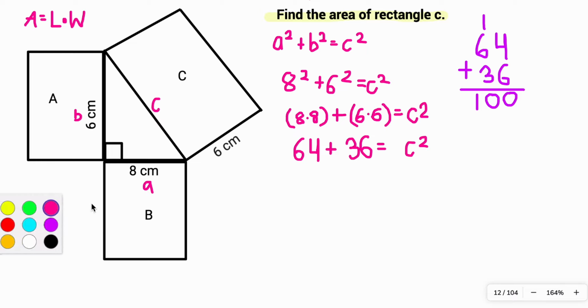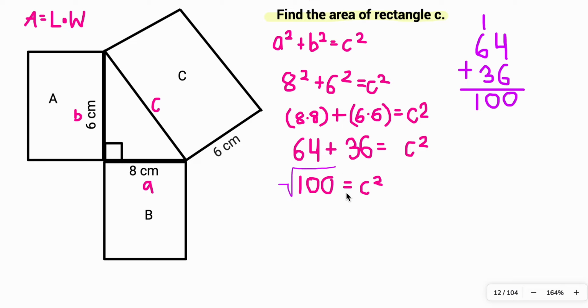And we would have 100 equals c squared, and we need to find c, so we have to take the square root from both sides. So then our answer would be 10 equals c. But we are not done with our problem yet, since now we need to find the area of that rectangle.